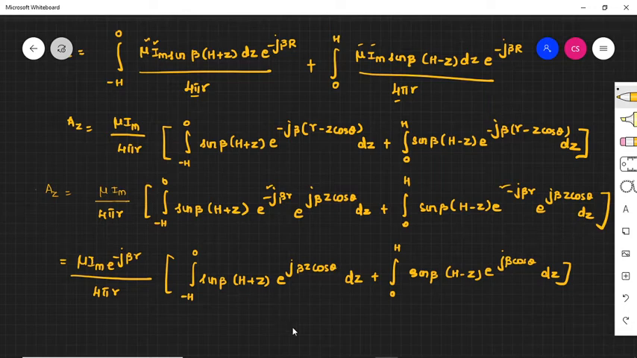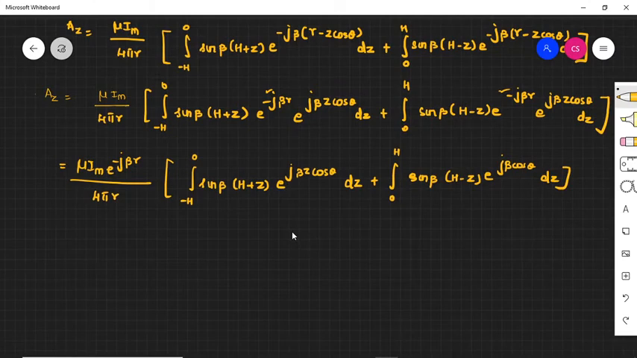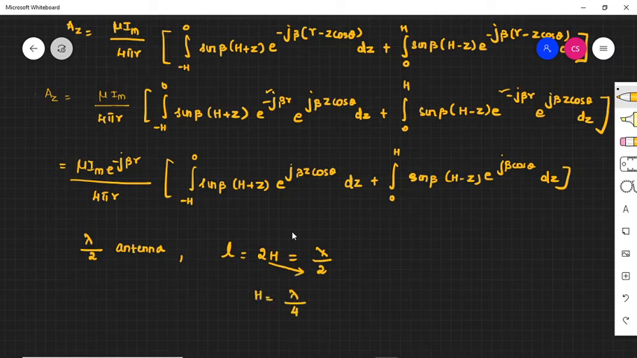Now let us substitute the length of the antenna, because we know that these conditions we are substituting for a half wave dipole. So half wave dipole means we said that the electrical length of the antenna is lambda by 2. If you see the physical length, it is 2h. It is from minus h to 0 and 0 to h, which means the total length is 2h, and this will be equal to the electrical length, which is lambda by 2. So when you bring this 2 to the right hand side, this becomes h is equal to lambda by 4.